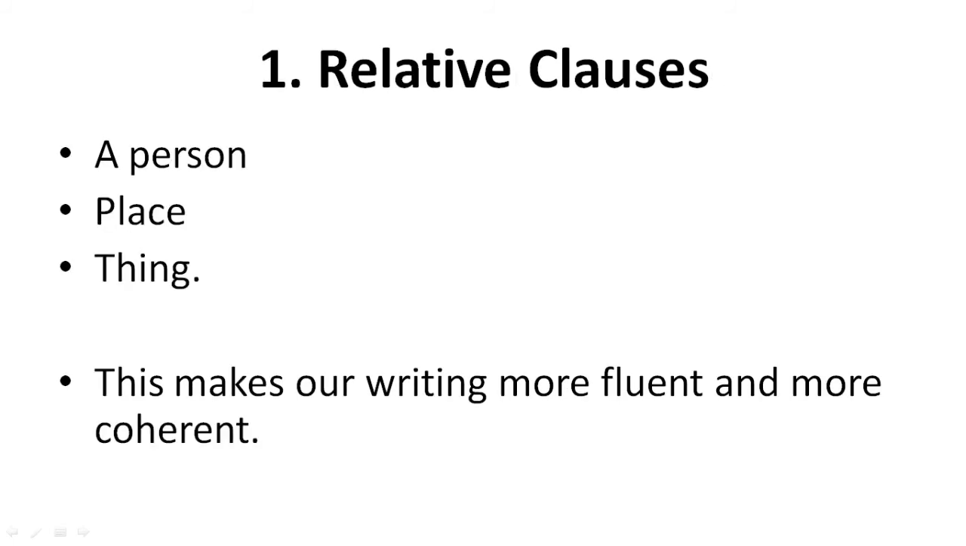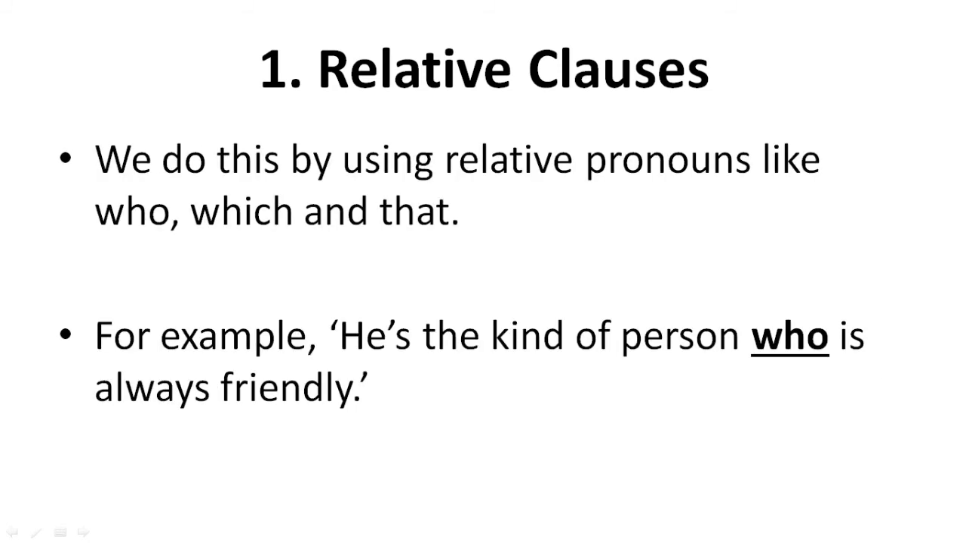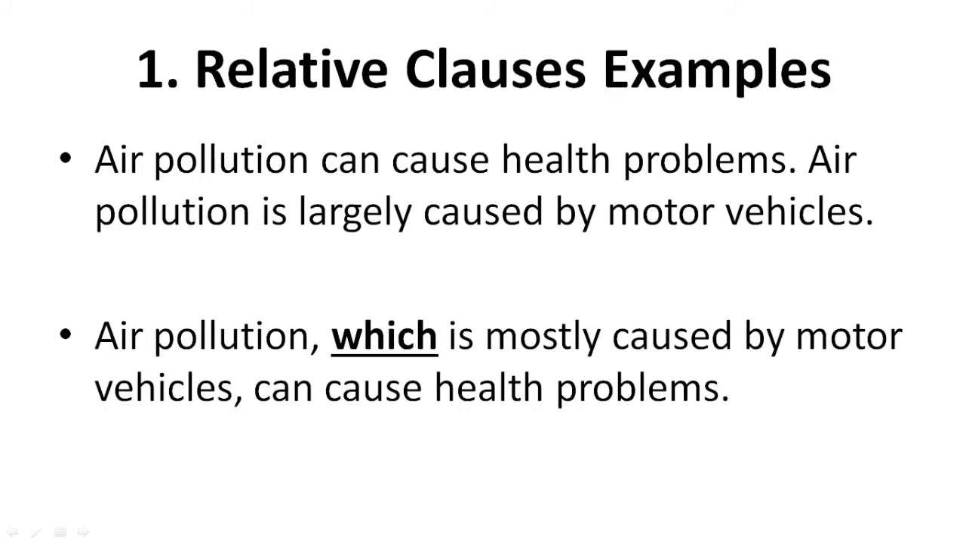Relative clauses. You can use relative clauses to give essential or extra information about a person, place, or thing. This makes our writing more fluent and more coherent. We do this by using relative pronouns like who, which, and that. For example, he is the kind of person who is always friendly. Other examples: air pollution can cause health problems. Air pollution is largely caused by motor vehicles.